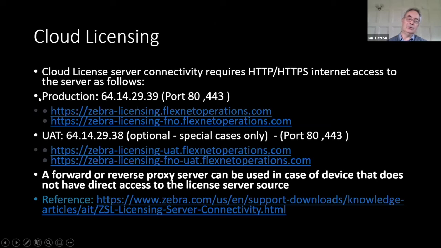In the case of a deployment, you'd only need the production server. You wouldn't need to have access to the UAT. That would only be for test. And you can also use a forward or reverse proxy server in case the device needs to go through a proxy to reach the outside world. And there's a reference at that link to setting up the proxy.